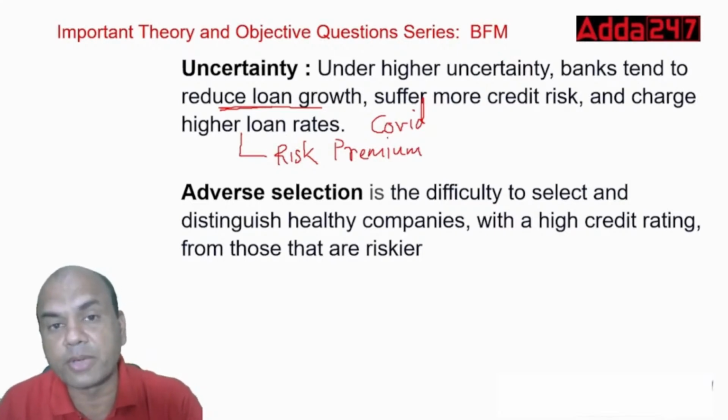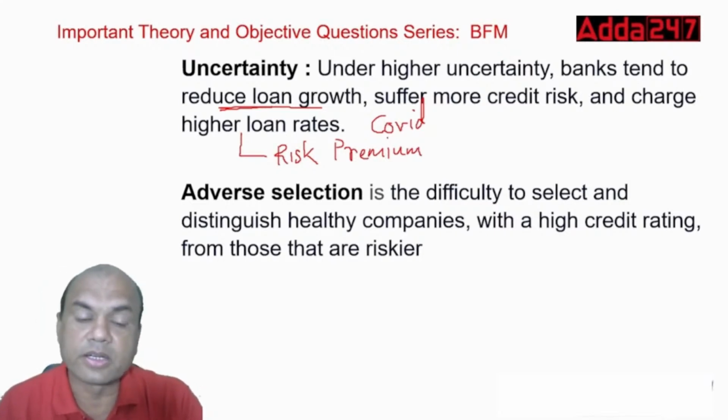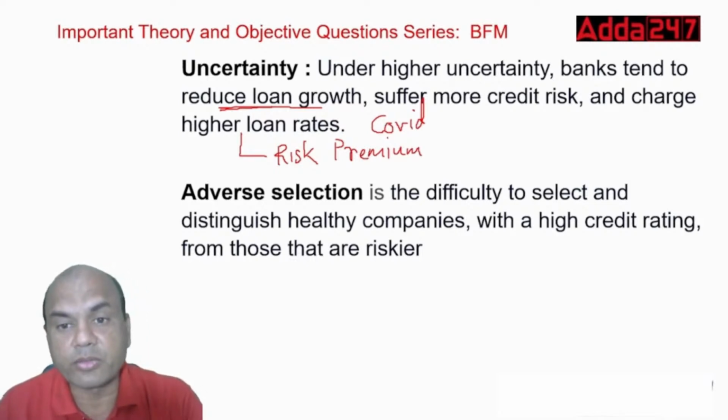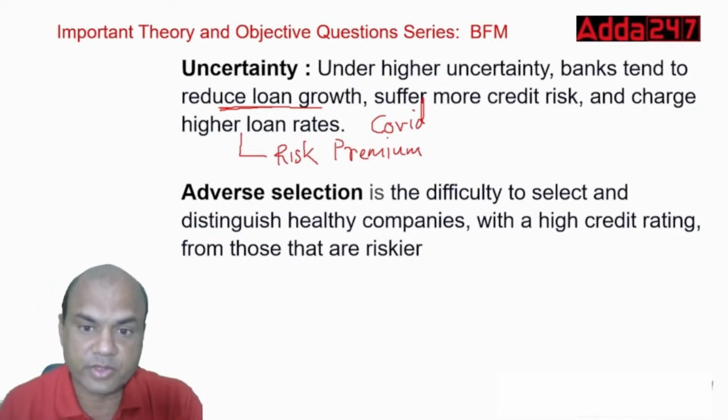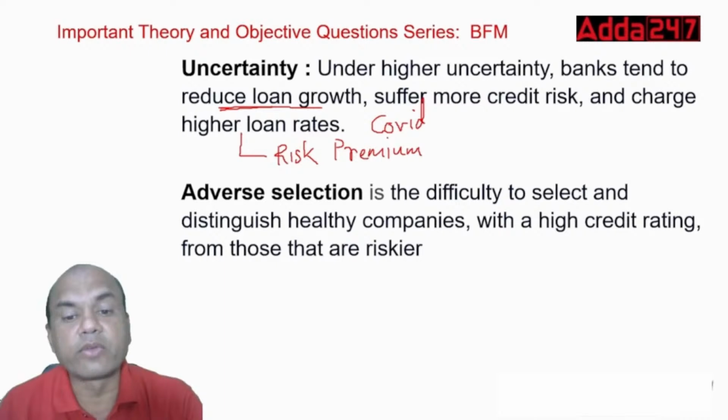What happens to the banks during an uncertainty period? Reduce the loan growth, everyone. Second, suffer more credit risk, higher credit risk, and higher rate of interest. Got it? Next is adverse selection.